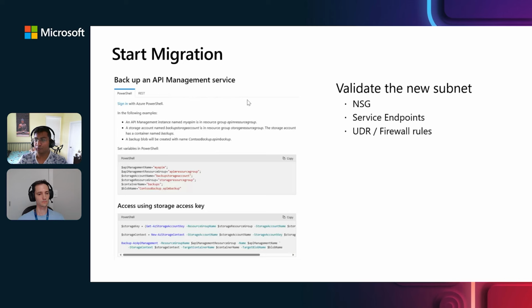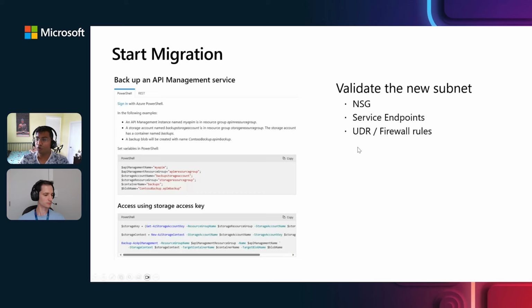And also make sure before you start migrating it, you validate the new subnet that was created. You might have done a couple of NSG changes, service endpoint changes, or UDR firewall changes, but you need to make sure that you have an eyeball on it and verify that all these configurations are in place before attempting a migration. Otherwise, the migration would fail.